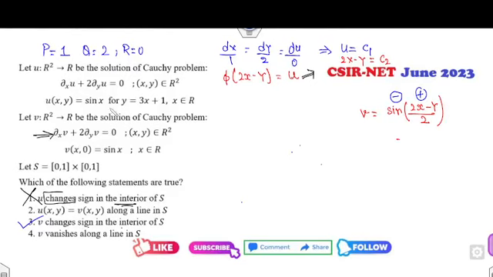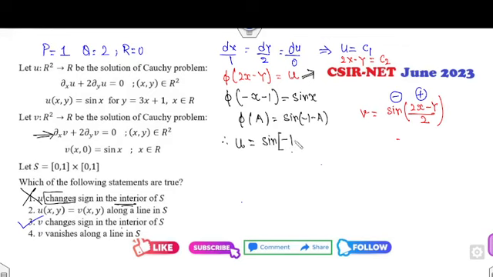Find what u is. In this case, if I apply the initial condition again, it will be my minus x minus 1 is my sine x, and phi of a is my sine of minus 1 minus a. So my solution is u is sine minus 1, a will be minus 2x plus y. It's a plus y. Fine. Or you can say sine of y minus 2x minus 1.